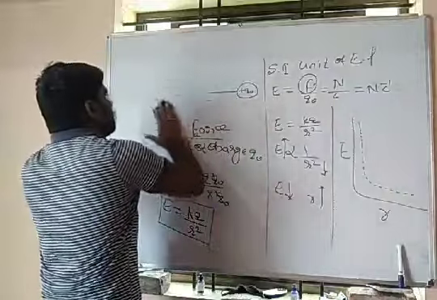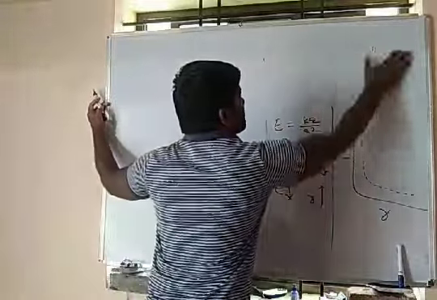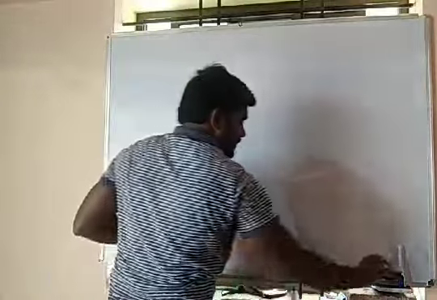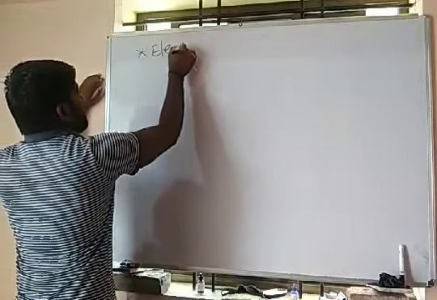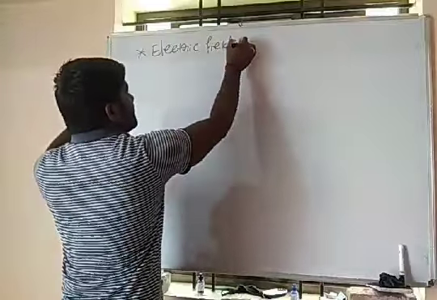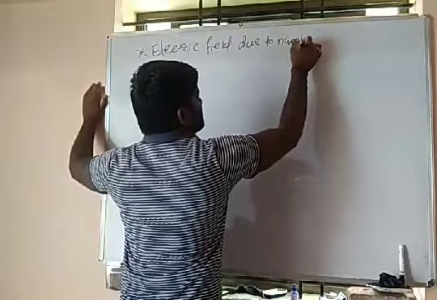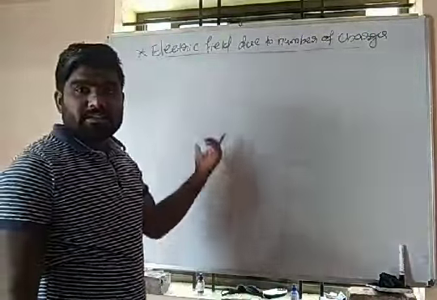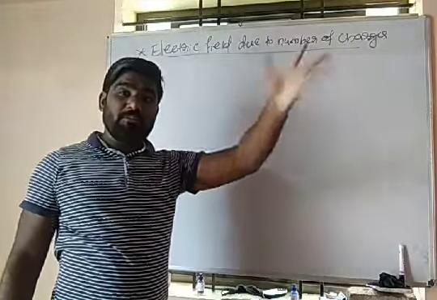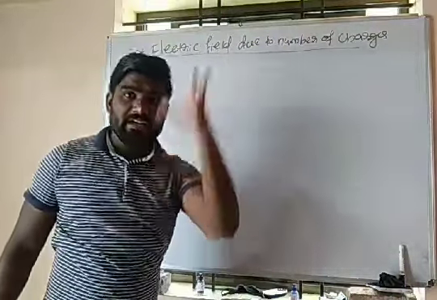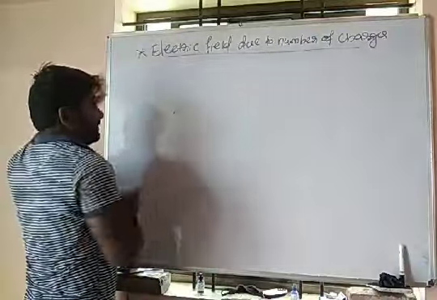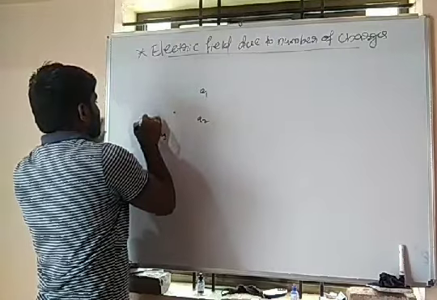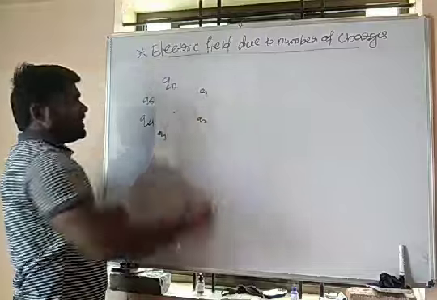Electric field due to number of charges. Just now I took only one charge, one test charge. If there are a number of charges, they produce an electric field on the test charge. So see here, I am taking an assumed charge, that is the test charge, and charges Q1, Q2, Q3, Q4, Q5, up to Qn, n number of charges.